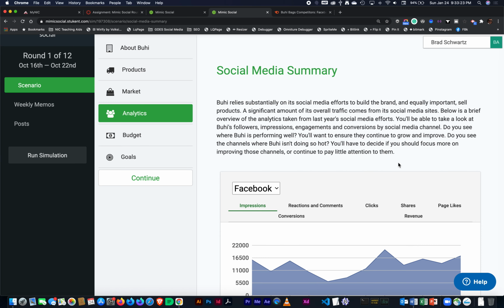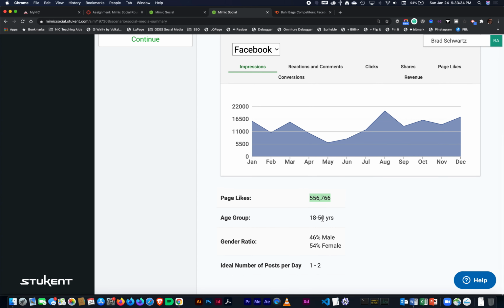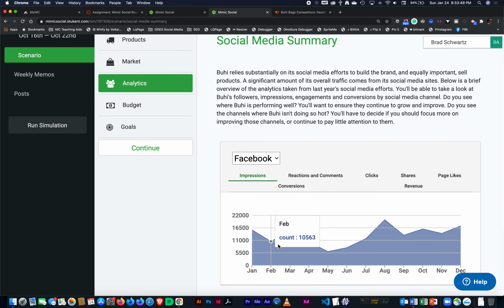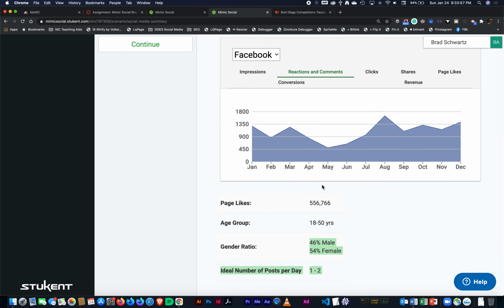So this is a view of Boohee's current Facebook analytics. So you can see we're looking at 1 year of time. They've had 556,000 likes. Their age range is kind of comparable to what we just saw in their demographic. And they have just a slightly higher female follower than male. And their ideal number of posts is 1 or 2 per day. So we can also see different platforms here, and then we can see some other metrics here like our reactions, clicks, shares. So you'll notice these numbers are changing here.